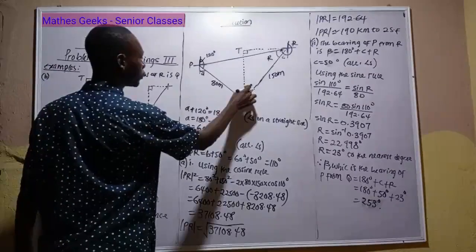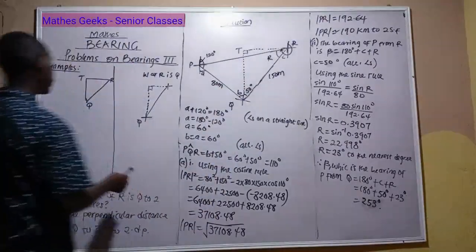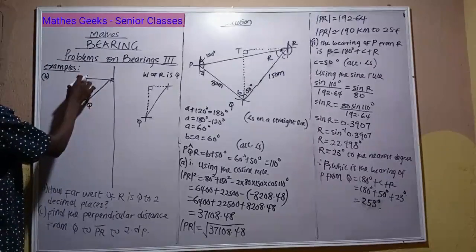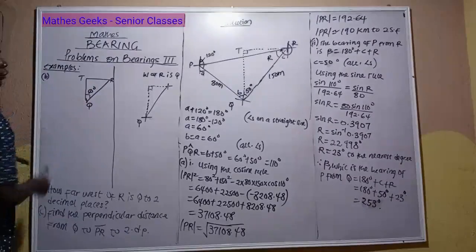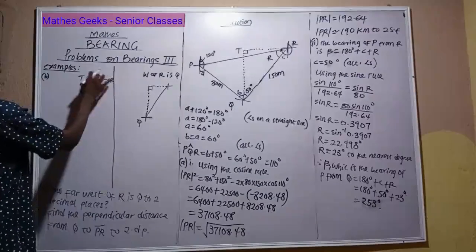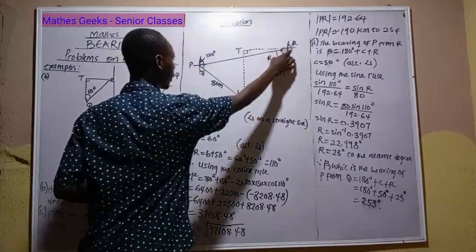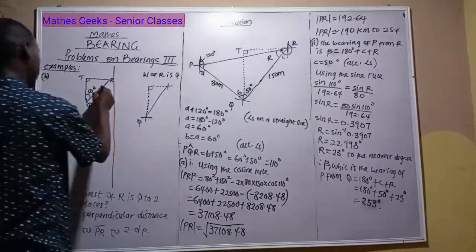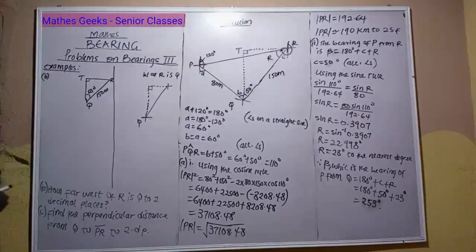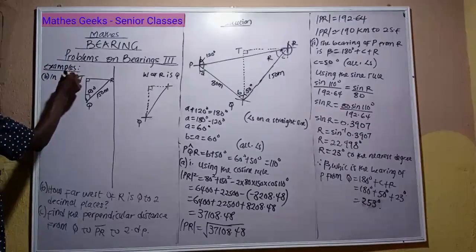So in this triangle, triangle QCR, you're going to have here 50 degrees, and of course we are looking for this distance. How far west of R? So we are looking for this distance CR, and QR is 150 meters.